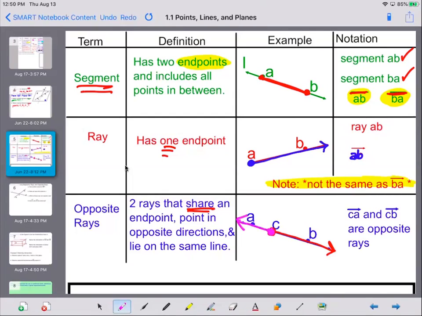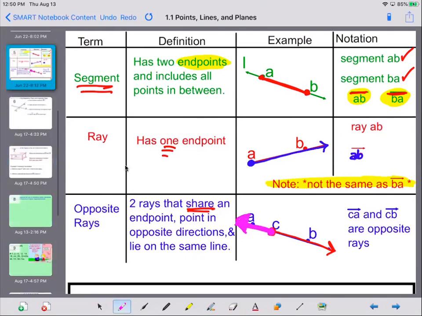So when you look over here, you see that I have two rays named. I have ray CA and I have ray CB. They both start with the letter C, but they end with different letters. One's going towards B and one's going towards A. Okay, so those are considered opposite rays.